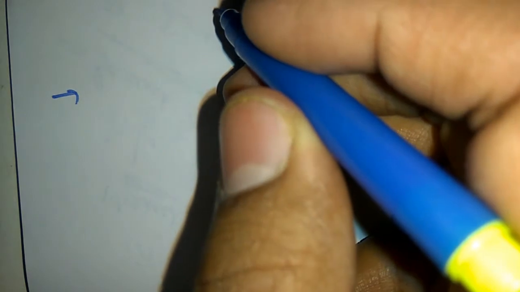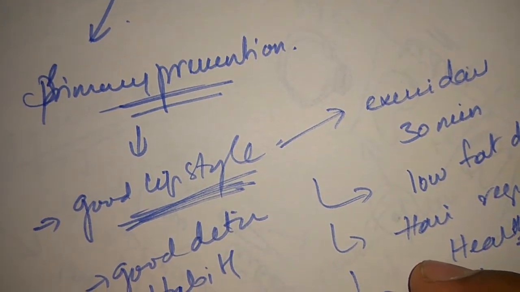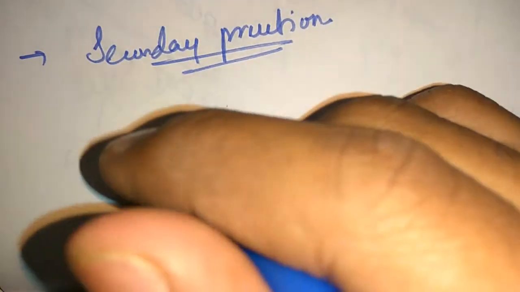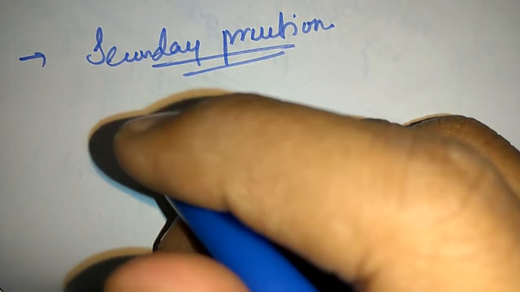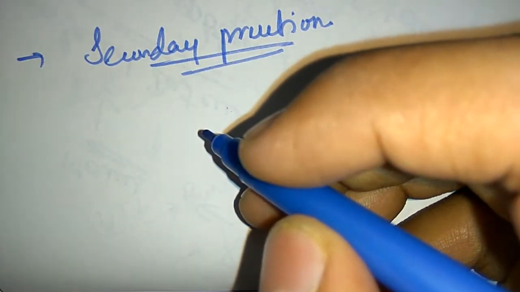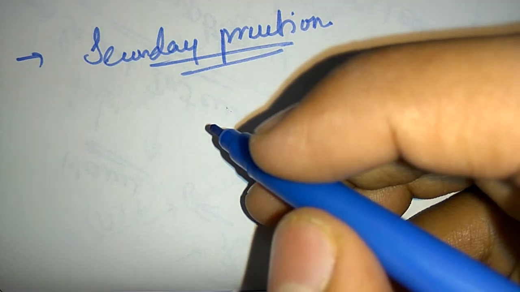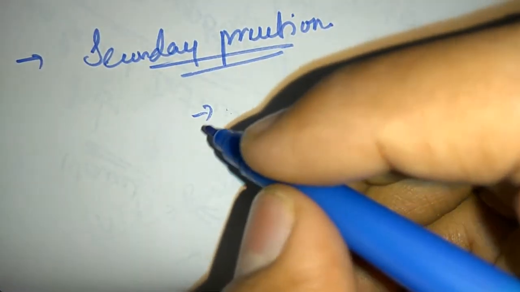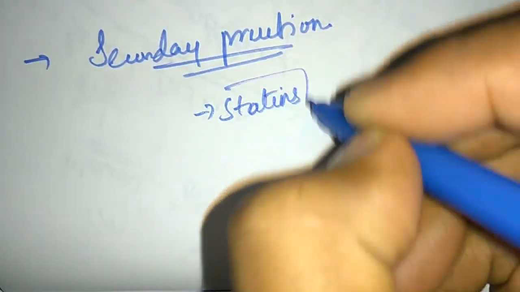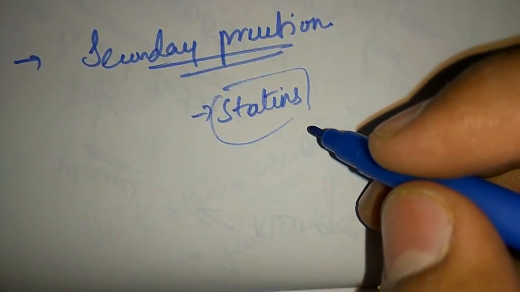But once you already have diabetes, then you can prevent the major organ damages that can occur later by following secondary prevention methods. Secondary prevention also contains the same things that are present in primary prevention, but in addition there are certain drugs or medicines that your doctor may prescribe so that your fat levels and bad cholesterol levels will remain low. For example, statins.